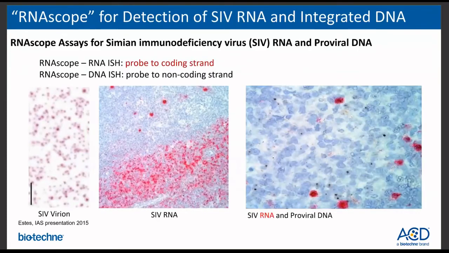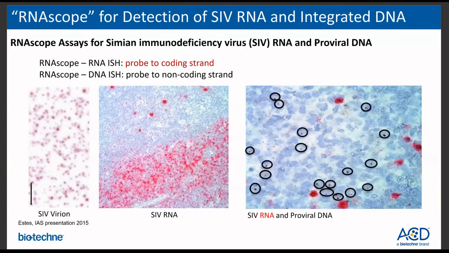And then one example for SIV, simian immunodeficiency virus RNA, and polymerase DNA. You guys can see here how these are being co-detected. So our DNA signal is going to be in brown, and then the probe for the coding strand is going to be in red. And then the way these are analyzed is by doing a cell by cell analyses, which our HALO team does as well.